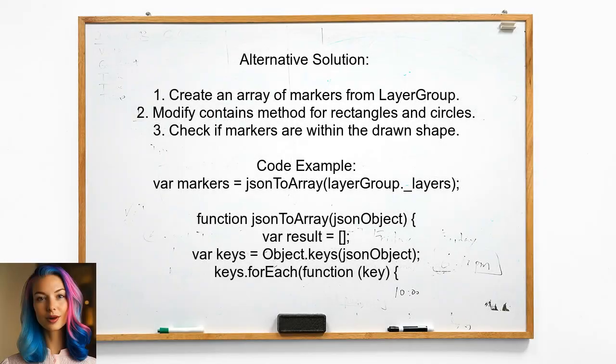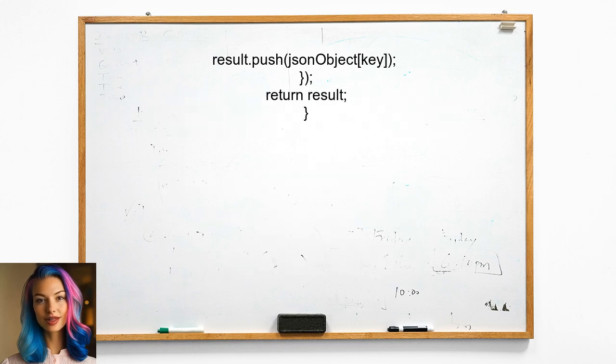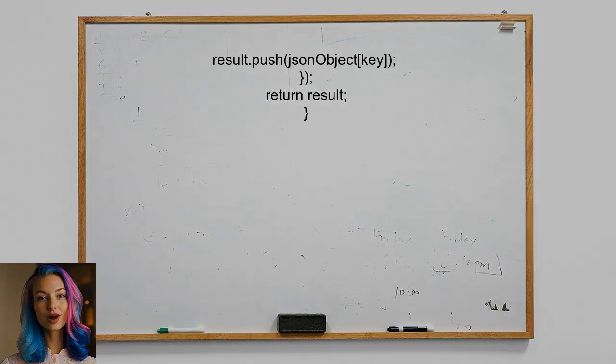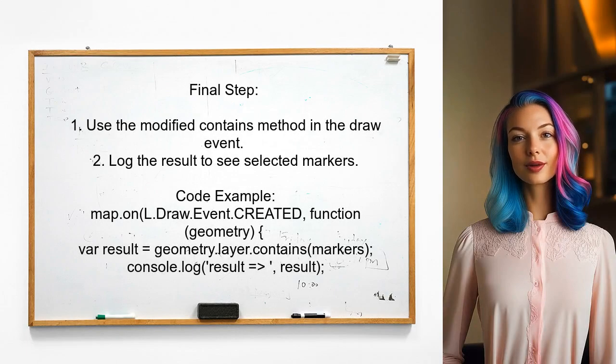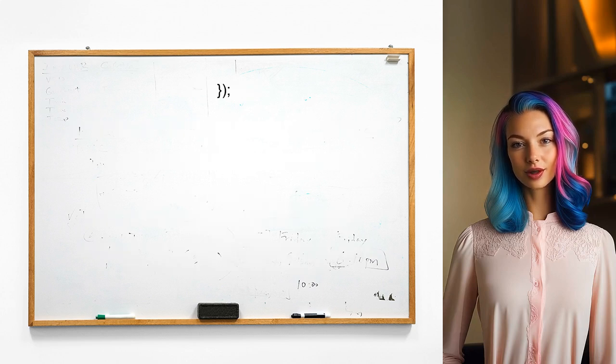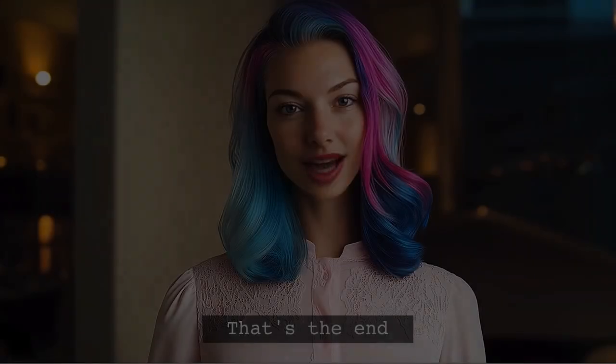An alternative approach shared by another user involves creating an array of markers from the layer group. They utilize a function to convert the layer group's layers into an array. This allows them to modify the contains method for both rectangles and circles, enabling the selection of multiple markers within the drawn shapes. In the draw event, they check if the drawn geometry contains any markers by calling the modified contains method. This results in a clear output of which markers are selected. That's the end of that answer.